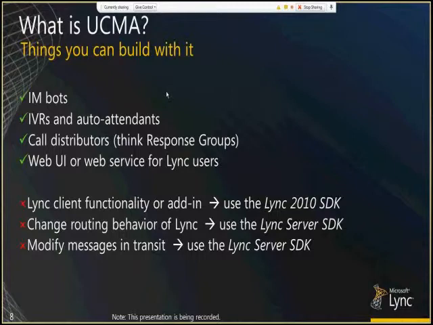A few things UCMA doesn't do. You can't use it to replace the functionality of the Lync client or extend a Lync client. If you want to do that, then you can check out the Lync 2010 SDK, or the Lync Client SDK as it's sometimes called. Also, if you want to change the routing behavior of Lync, or if you want to intercept messages as they're going through the front-end server and modify them or reroute them, then you'll want to use the Lync Server SDK. You can download that as well on MSDN, and it's a bit more complicated, but it does allow you to change routing and change messages.